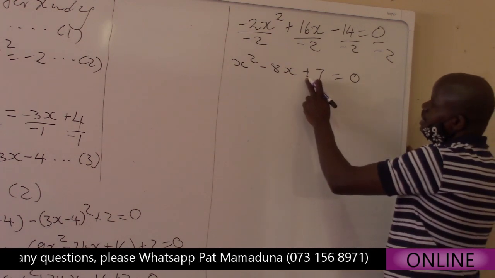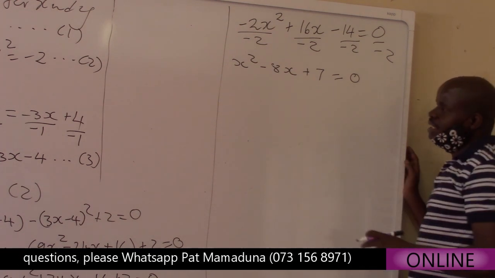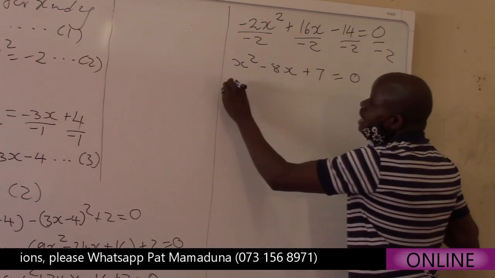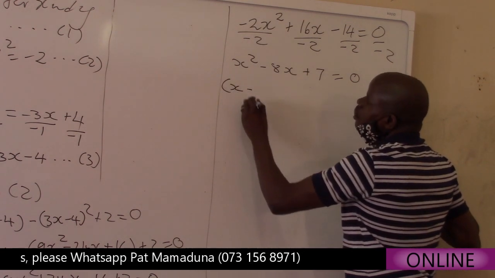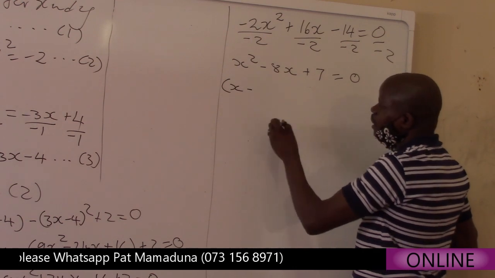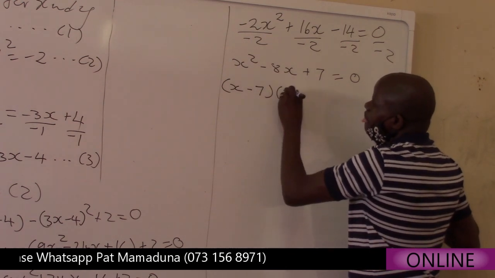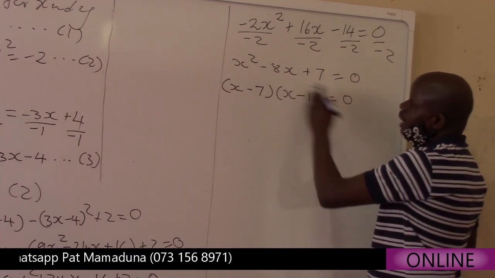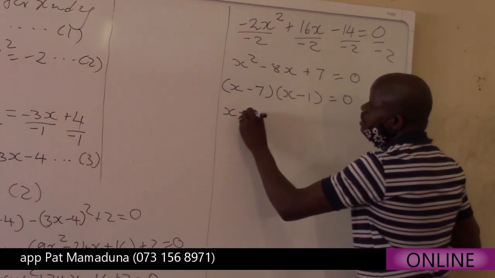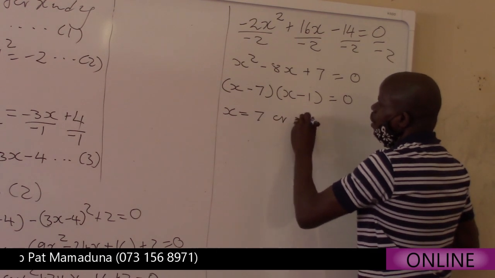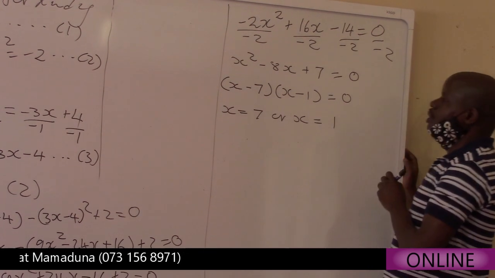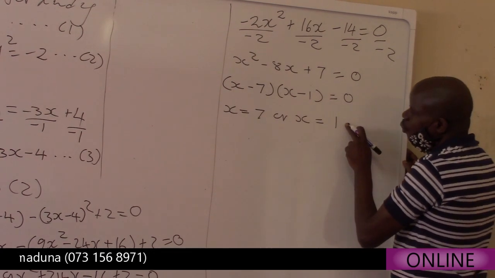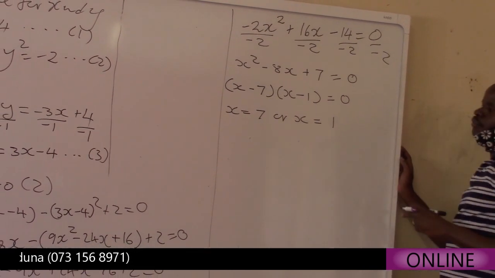So the factors, because the last term is positive and the middle term is negative, both of them are going to be negative. So it's x minus 7 and x minus 1 equals 0. So then we are having x equals 7 or x equals 1. So you get a mark for standard form, you get a mark for factorization, you get 1 mark for both correct values of x.